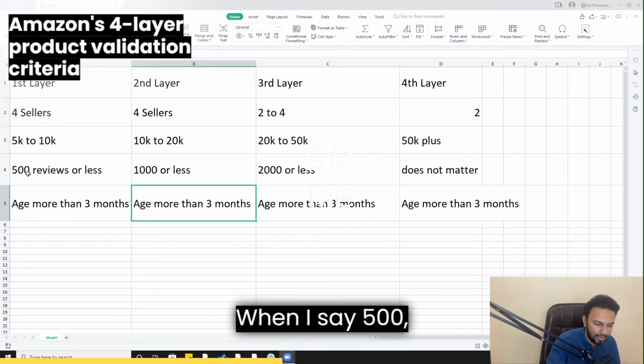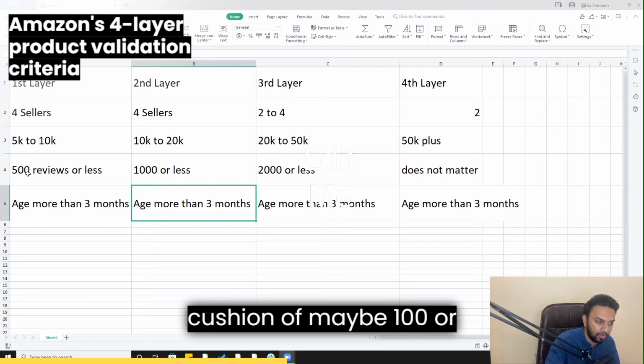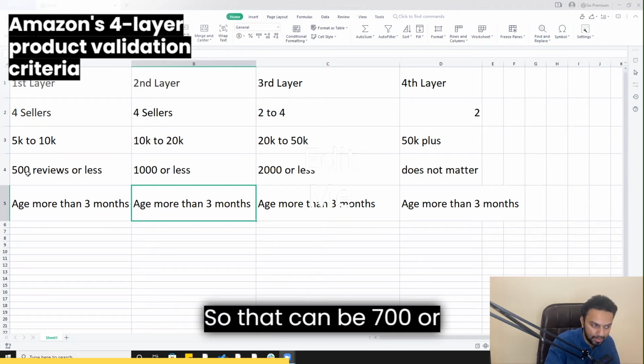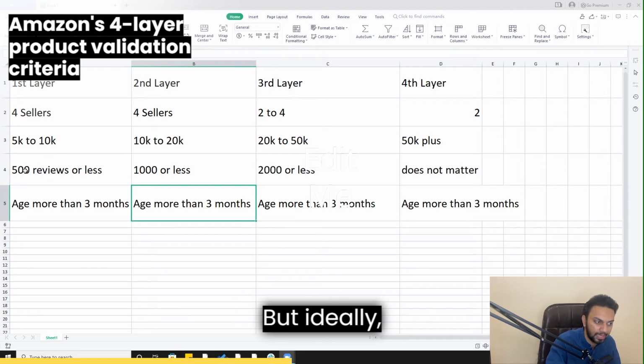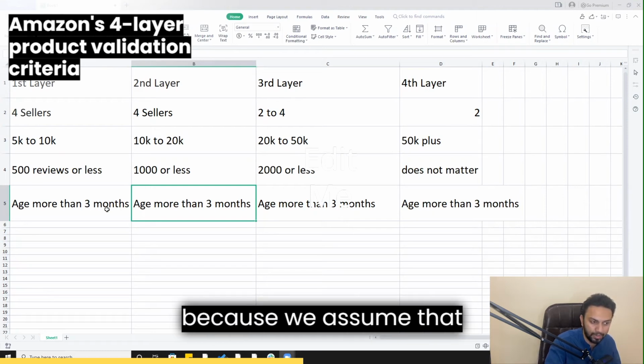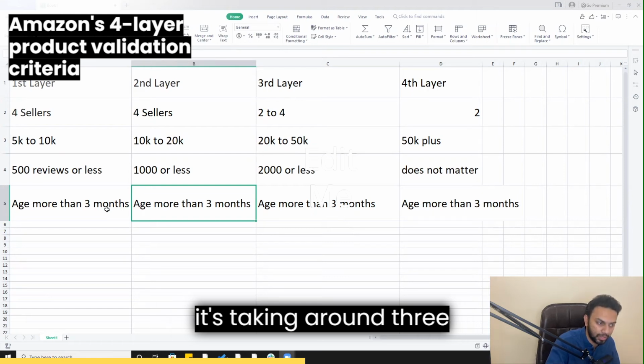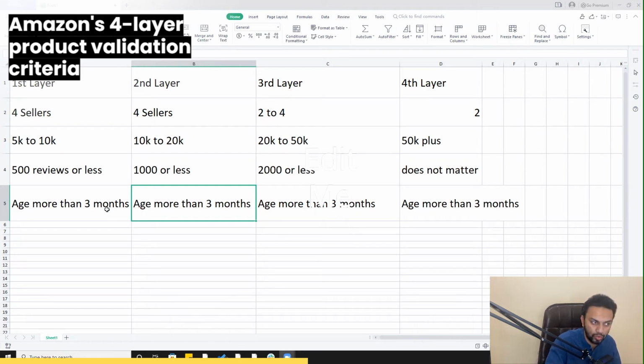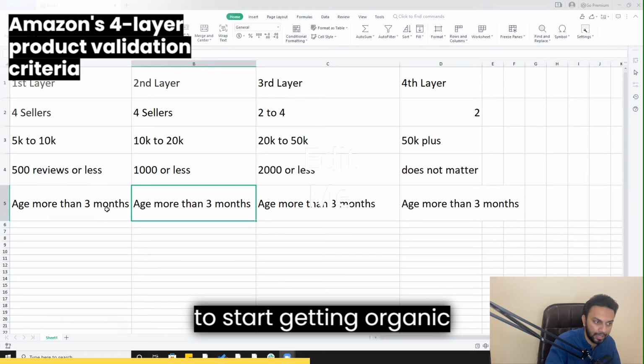When I say 500, I usually give it a cushion of maybe 100 or 200 reviews above that, so that can be 700 or less. But ideally, if we see the number strictly, it is 500. And we do not qualify any seller for these layers who has less than 3 months of age, because we assume it takes around 3 months for a seller to start getting organic sales.